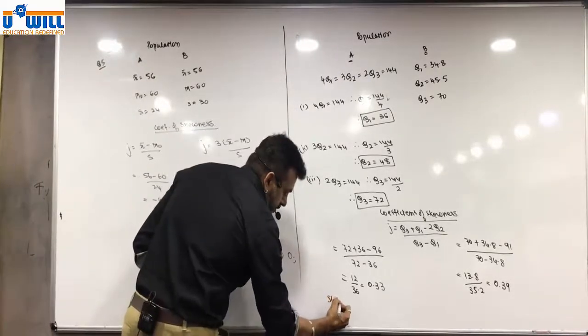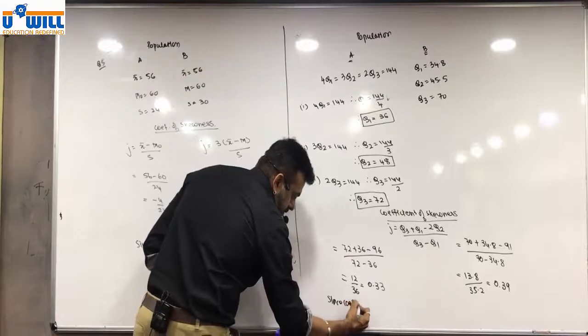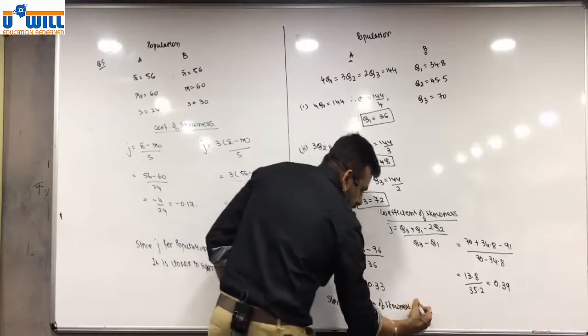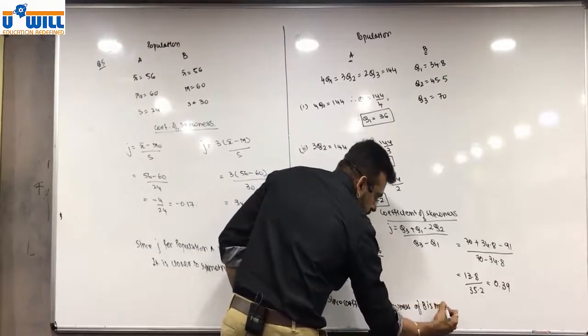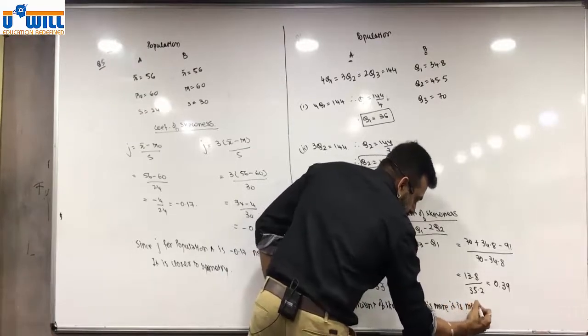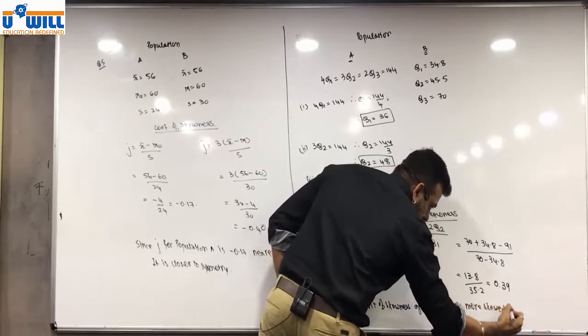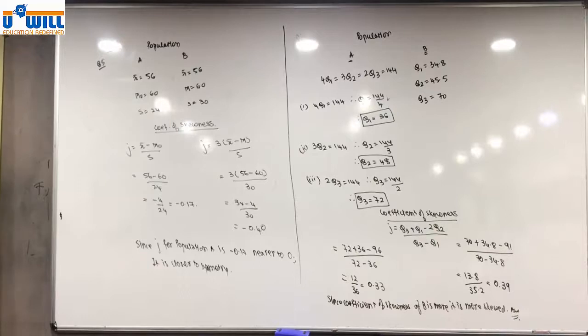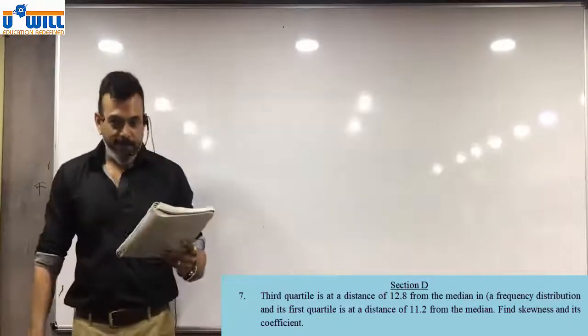Since the coefficient of skewness of B is more, it is more skewed. The one that is farther from 0, the bigger number, means more skewness. A lesser number means nearer to symmetry, less skewed.